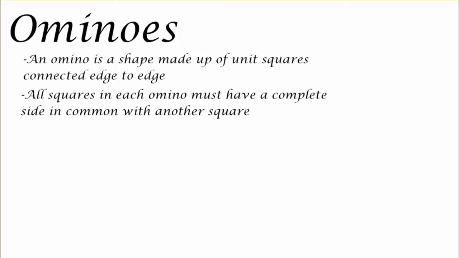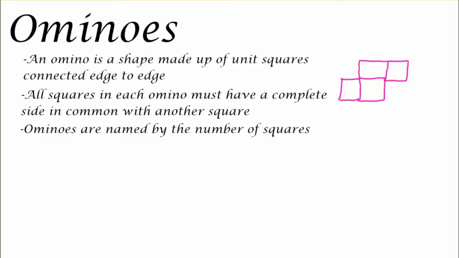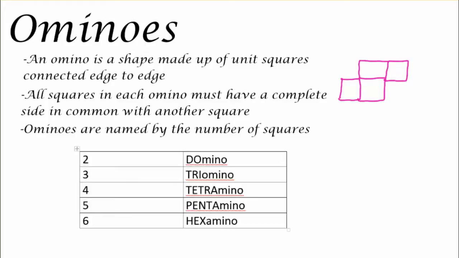All squares in each omino must have a complete side in common with another square. So as you can see, regardless of how I might take this omino, in this case with 4 unique squares, all the squares are connected. Ominos are named by the number of squares. So 2 would be a domino, which we're very familiar with, the game dominoes. 3 would be a triomino. 4 would be a tetromino, 5 a pentomino, and 6 a hexomino.